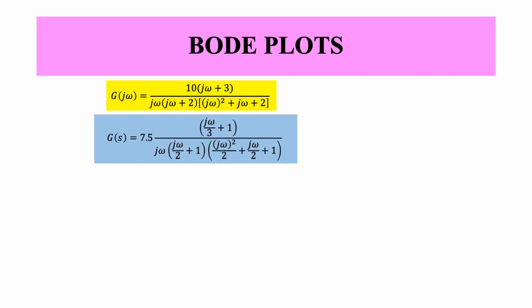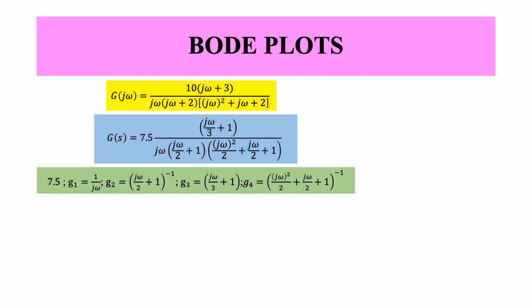So first thing is to write down the transfer function as a sinusoidal transfer function in terms of time constant. So I just rewrite the final expression that looks like 7.5. I will have a quadratic term, I will have a gain, then I have a pole at origin, then a first order zero, and a first order pole. Okay, so I will just define these terms: I have a gain 7.5, then I have G1, G2, G3, G4.